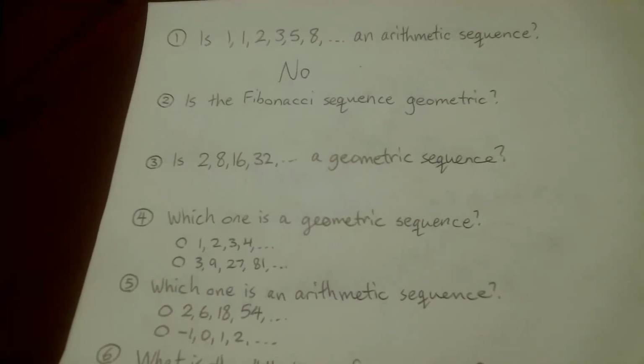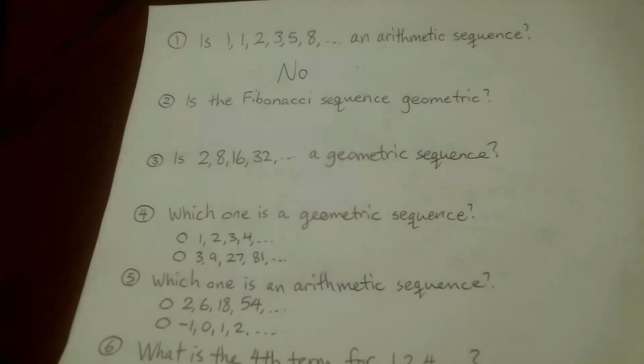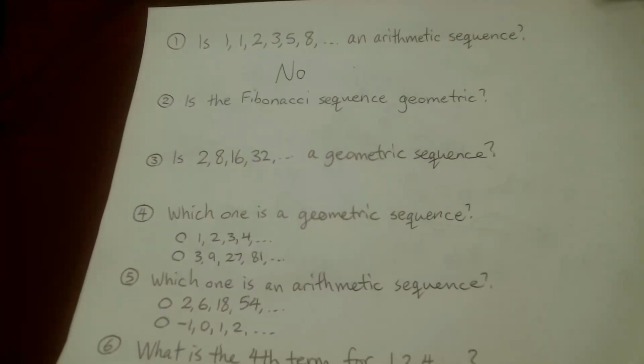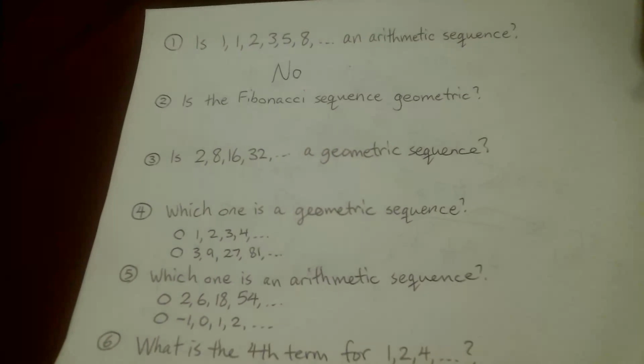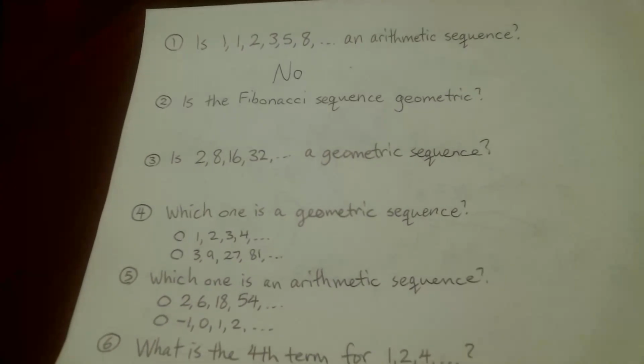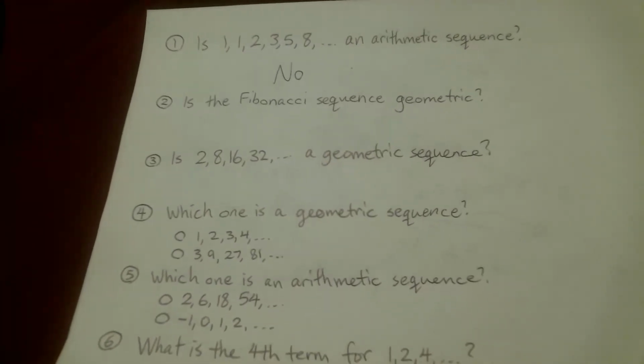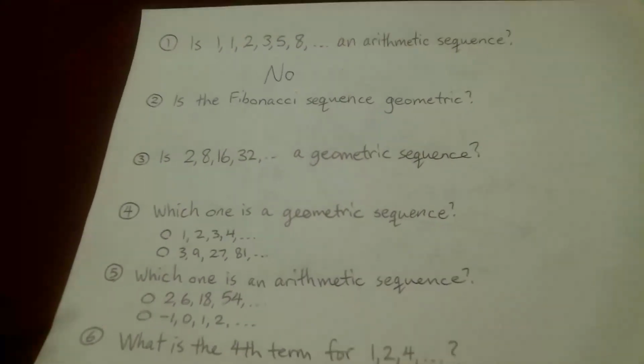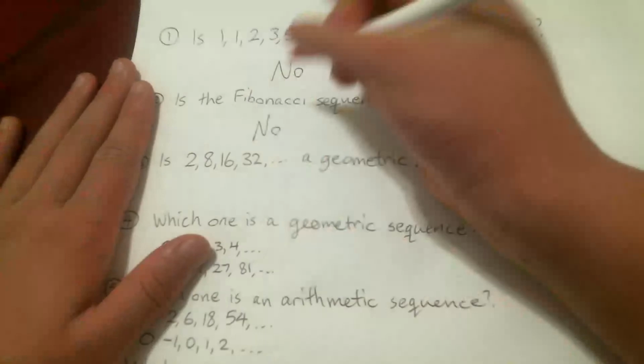Alright, let's do the second one, which asks, is the Fibonacci sequence geometric? The Fibonacci sequence is not geometric because it does not have a common factor, as it just relies on the sum of the past two terms for the next term. So no, it would not be geometric.